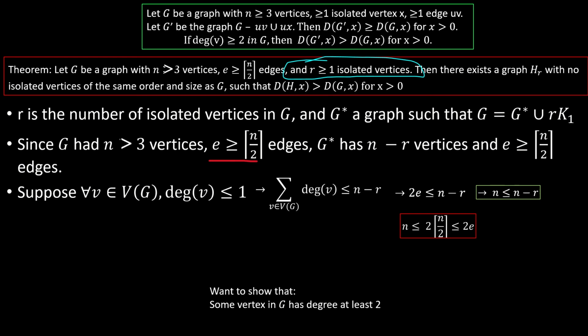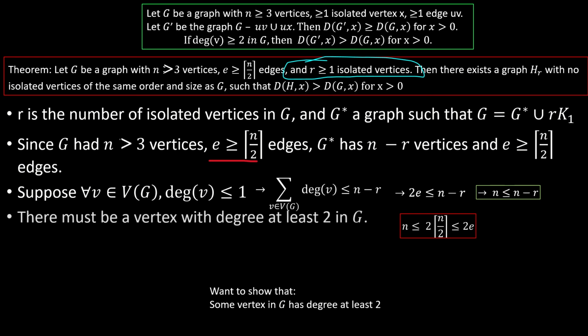We found a contradiction, so there must be some vertex in G that has degree at least 2.